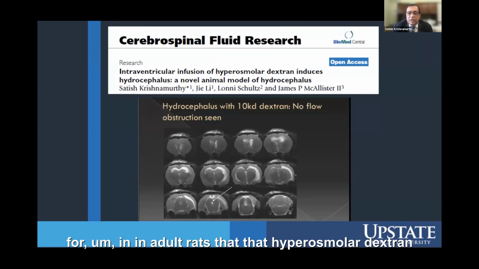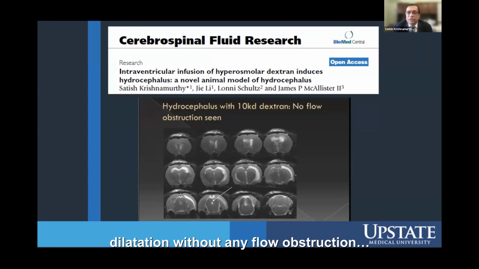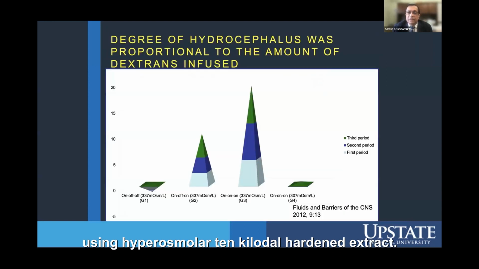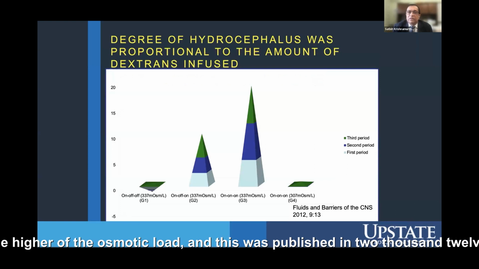to demonstrate in adult rats that hyperosmolar dextran infusion will result in hydrocephalus. This paper was published in 2006, and you can see the ventricular dilatation without any flow obstruction using hyperosmolar 10 kilodalton dextran. And the more you put in, the more hydrocephalus you get. The more dextran, the higher the osmotic load. And this was published in 2012.